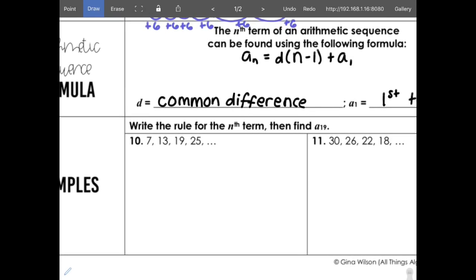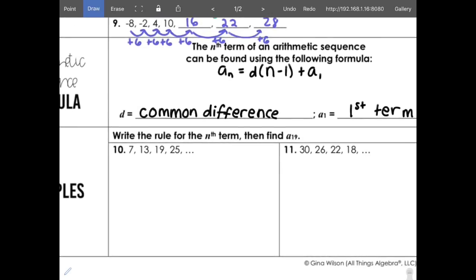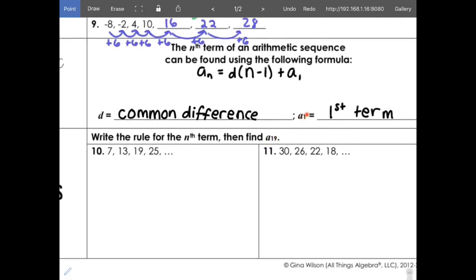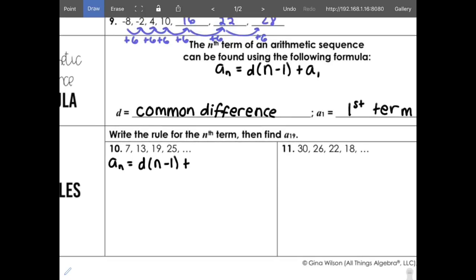So let's practice a little bit so you can see how this formula works. It says write the rule for the nth term, so we're writing a rule first and then finding A sub 19. Remember how I said this 1 means the first term? This means find the 19th term. So let's write a rule first. I'm going to write out the formula first just because it's new to us. You don't have to do this every time, but I'm going to show you where we're plugging in so it makes sense.